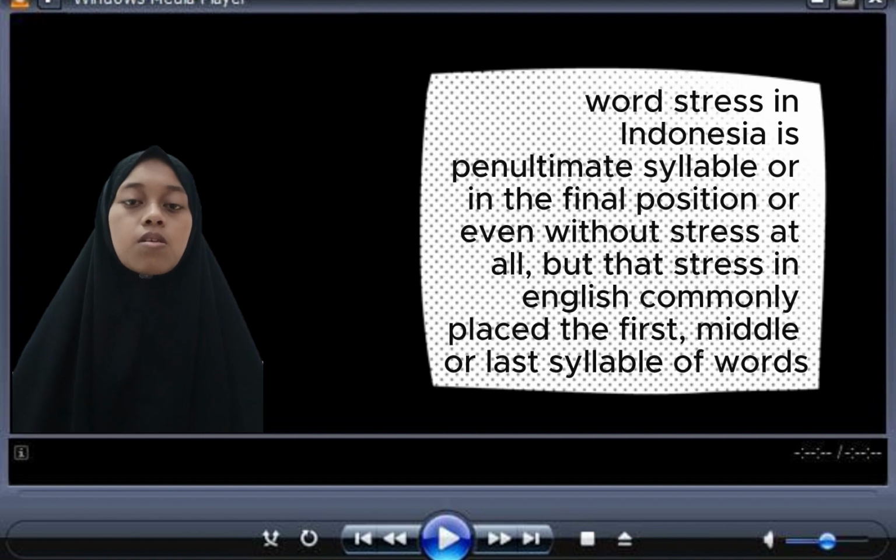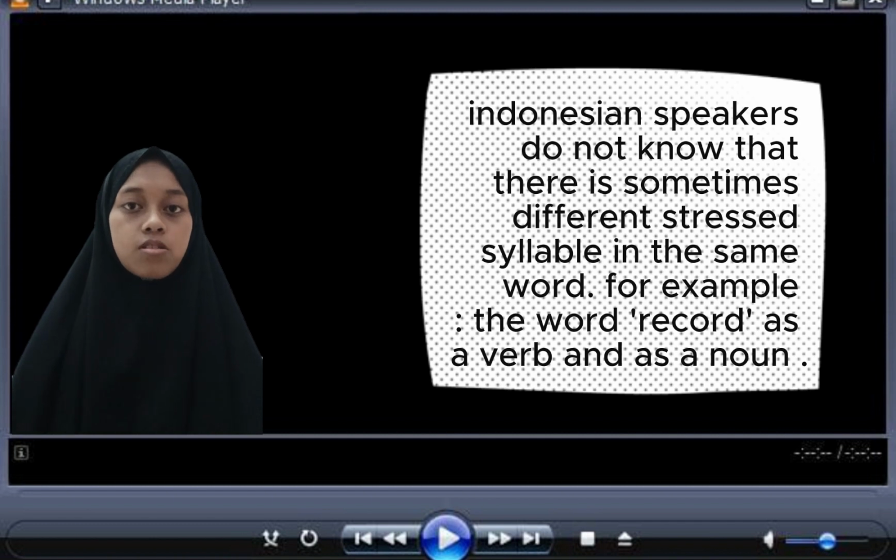Word stress in Indonesian is on the penultimate syllable, or even without stress at all. But stress in English is commonly placed on the first, middle, or last syllables of words. Indonesian speakers do not know that there is sometimes a different stressed syllable in the same word.